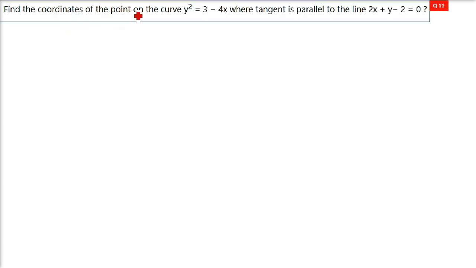Find the coordinates of the point on the curve y square equals 3 minus 4x, where the tangent is parallel to the line, this one. So this is the line, and let us find the slope first, and we have to find the coordinates. Please remember x and y we have to find.